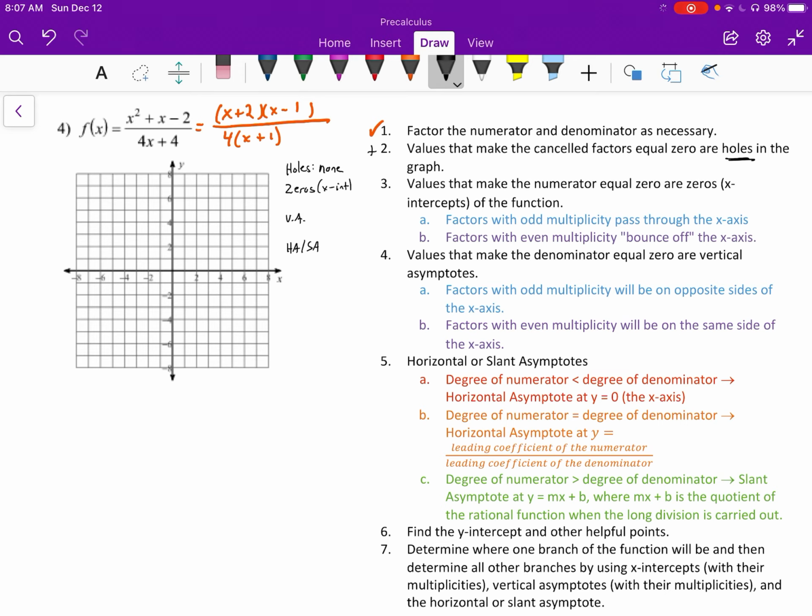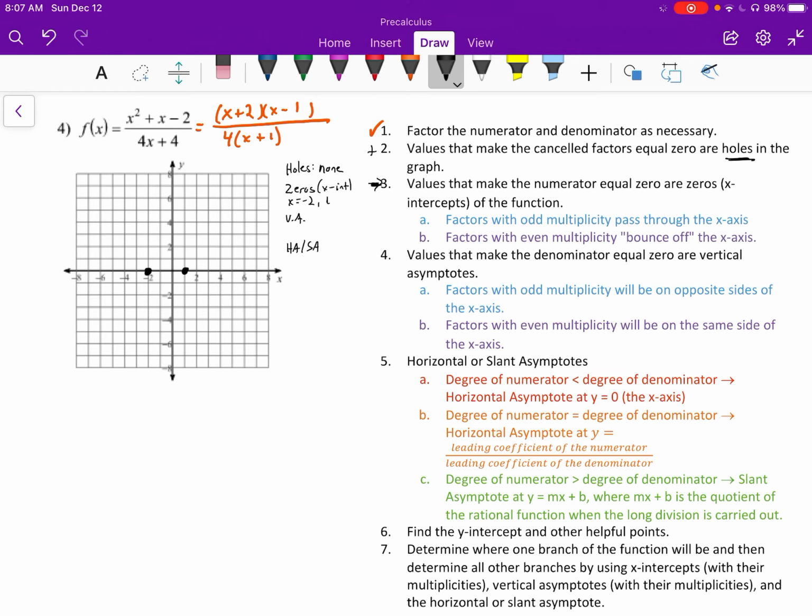Next, we look for zeros. Zeros are values that make the numerator equal 0. Well, if x were equal to -2, or x is equal to 1. So we are looking at the numerator here, values of x that make that equal 0, -2 and 1. So we're going to go ahead and put those points on our graph. So 0 at -2 and at 1.